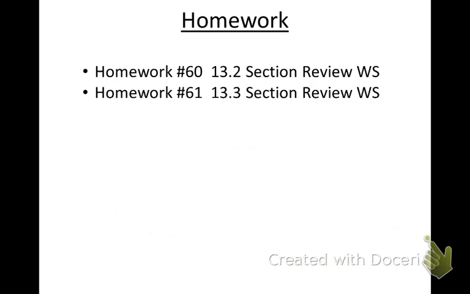Okay, so let's talk about homework. There's two homeworks that will be handed out today, homework number 60 and homework number 61. Homework number 60 is a 13.2 section review worksheet. These are the worksheets where you fill in the blanks and do the matching from the book as you do the reading. And then 13.3 is a section review as well. So one is on liquids and one is on solids. The due dates for these will be posted on the calendar on the website. They should already be posted.